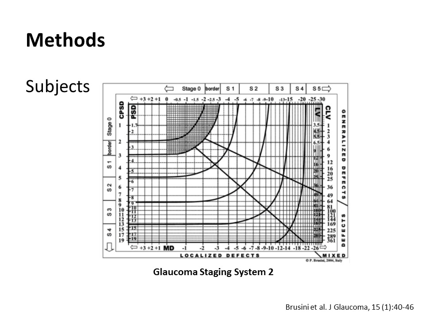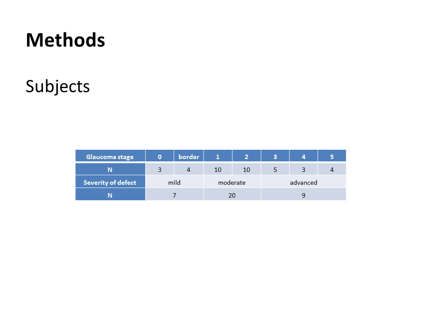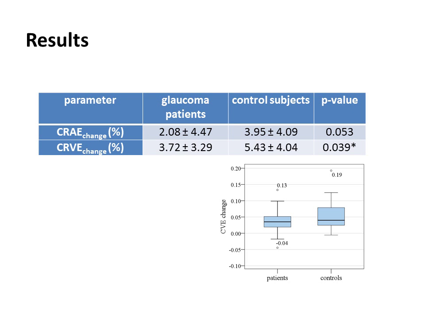We also graded the glaucoma according to the Glaucoma Staging System 2, published by Brusini. This is based on visual field measurements. First the generalized defect and also the localized defect, and then we get 7 stages, but we grouped them in order to have enough subjects in each group into mild, moderate, and advanced glaucoma.